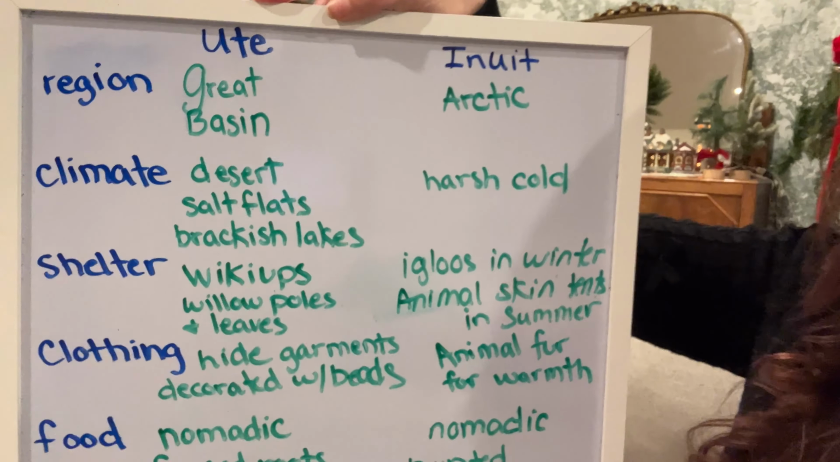For each section, you're going to fill out your graphic organizer. I've filled out a couple of them for you. The first one we'll do is the Inuit together. So the region is the Arctic. The climate is the harsh cold. Shelter is igloos in the winter, animal skin tents in the summer. Clothing, warm animal fur clothing. And then for the food, they were nomadic. They hunted marine mammals, caribous. They fished, and they used dog sleds and kayaks.